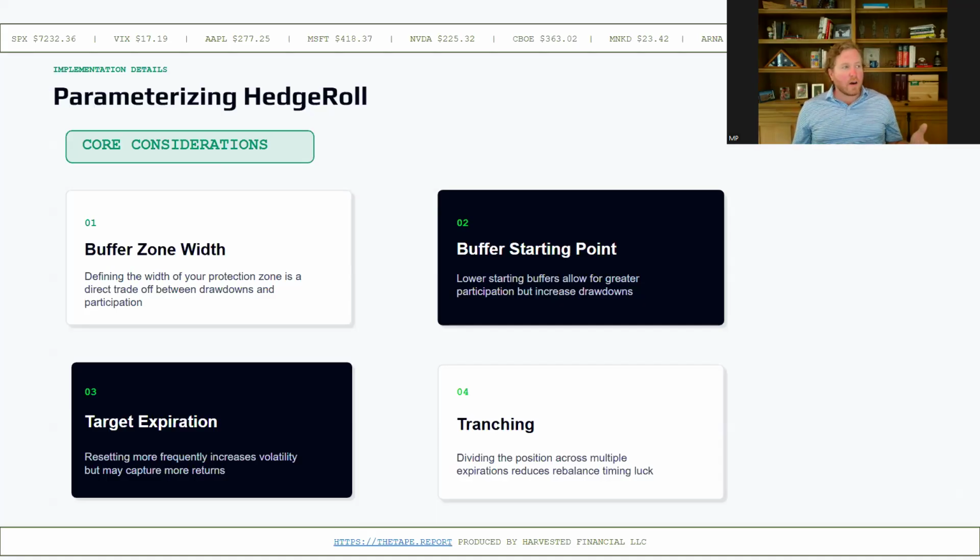Another big component of parameterizing that hedge roll is thinking about what target expiration we want to use. The most common way, as many of you are probably familiar with, is that JP Morgan runs a very large options fund that does a kind of vanilla flavor of this. They typically set that target expiration as quarterly.